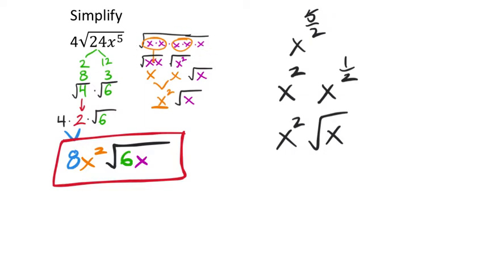On the other hand, though, on the calculator, if you had typed in 4 times the square root of 24, it would have simplified that for you as 8 times the square root of 6. So you could have gotten this part at least from the calculator, and then you might have had to do some work to get the x's on that.